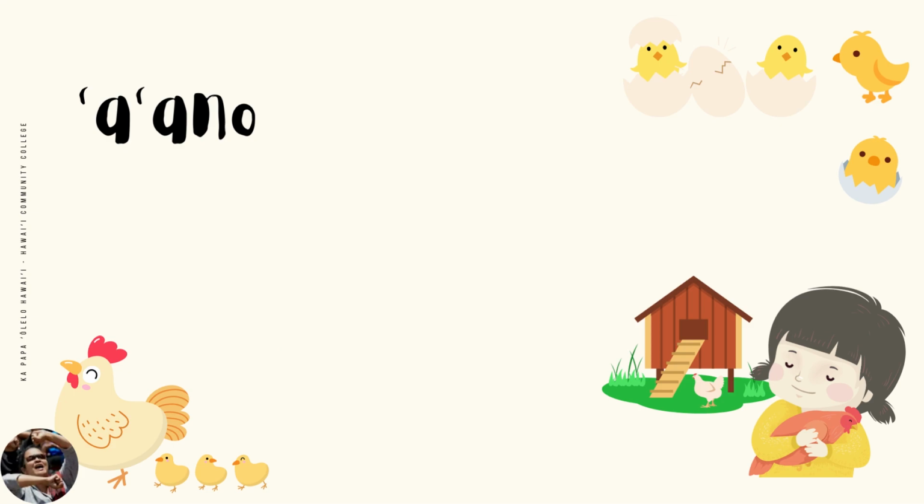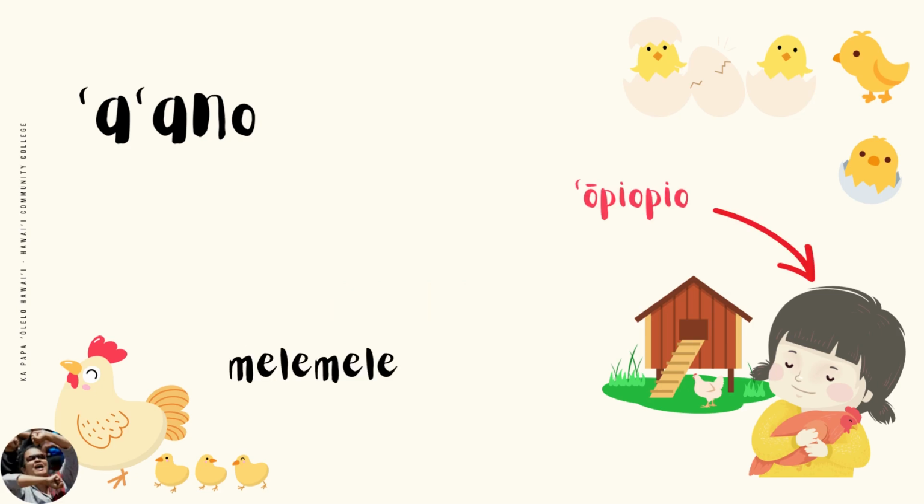ʻAʻano are words that convey the ʻano, the nature or character of something. In English, we call these passive or stative verbs. For example, mele mele o pio pio.